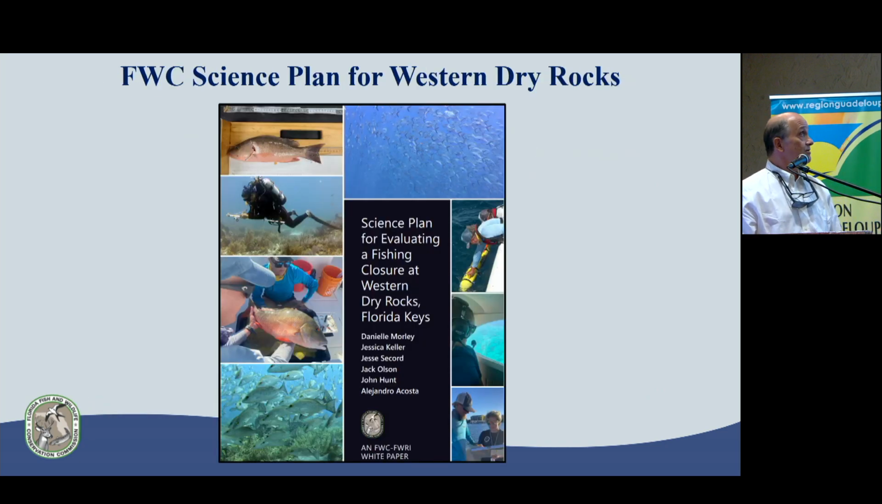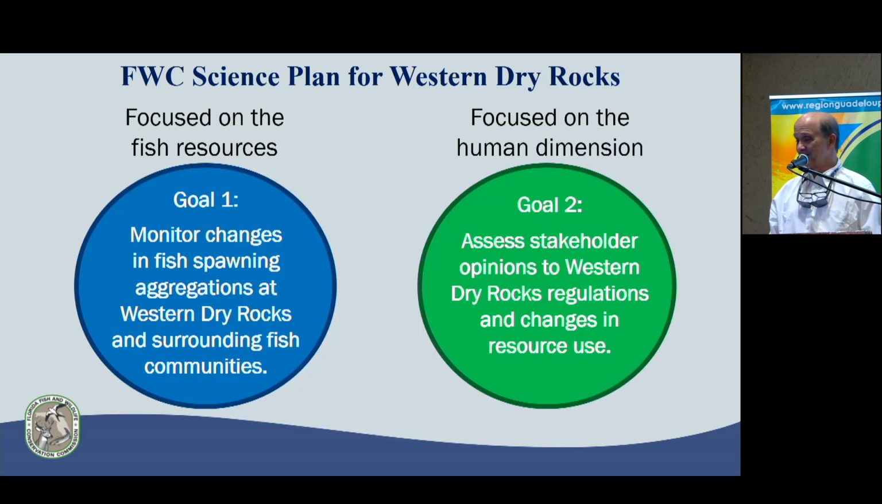So we started to develop the science plan. I haven't seen the final copy, but that's what it looks like. And the goals were two goals mainly. One was focused on the fish resources. We need to do an evaluation and monitoring of who is using that area. It's a very small 1 mile, so this is tiny in comparison to the vast location of the Keys.